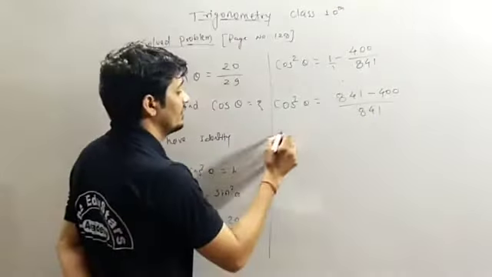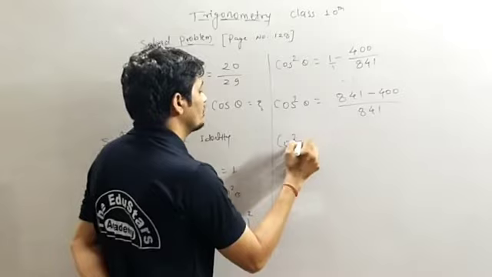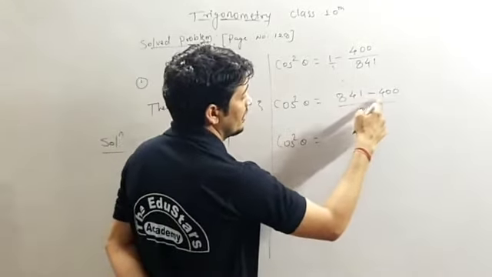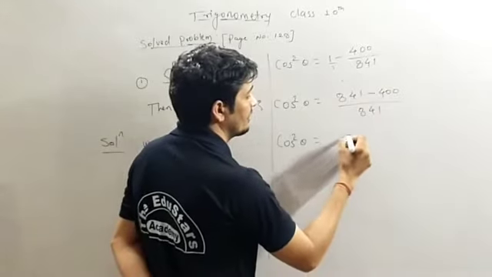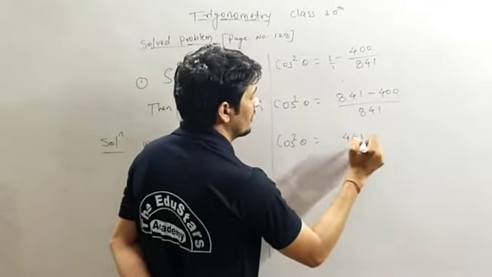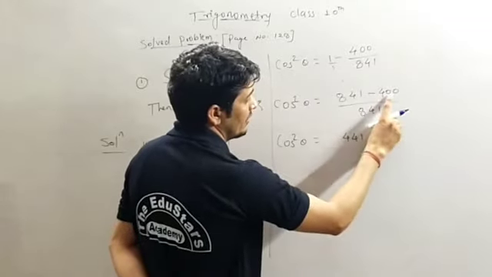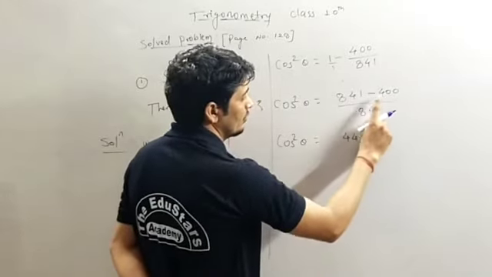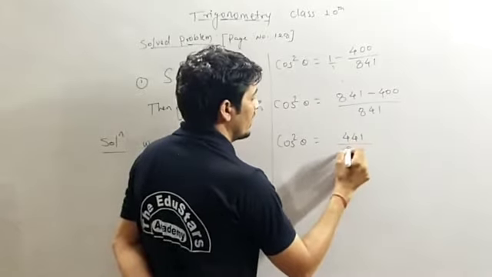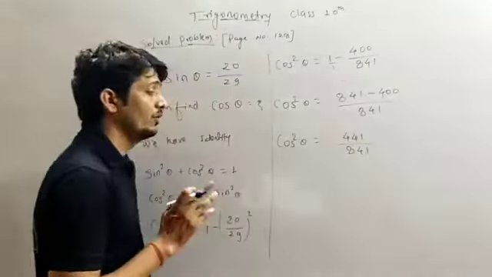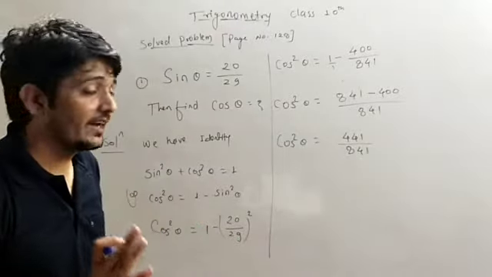Now we have to solve again. cos square theta equals 841 minus 400, which is 441, divided by 841. See, 1 minus 0 is 1, 4 minus 0 is 4, and 8 minus 4 is 4. Now we have to take the square root on both the sides.